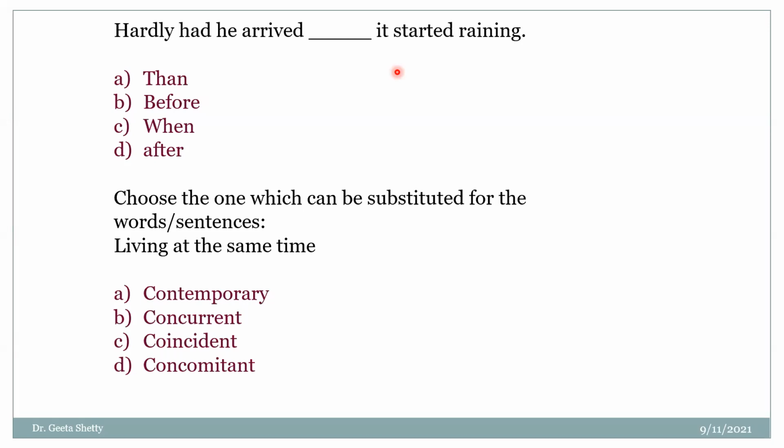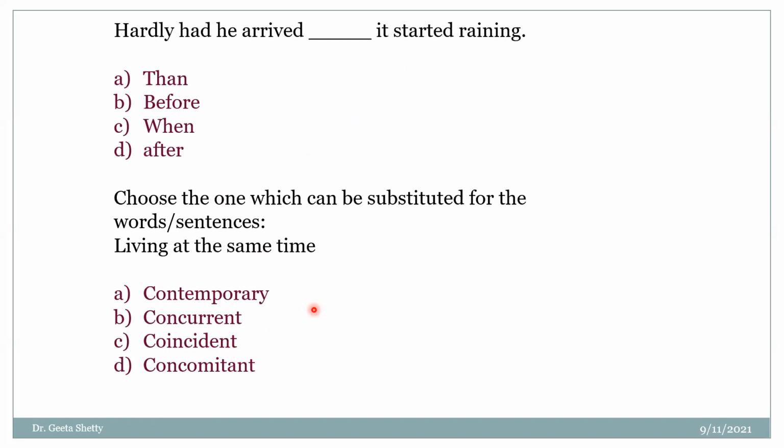In general, you will be shown the matter: how to recognize a phrase and a clause, and what words to look for. Next: choose the one which can be substituted for the words or sentences. Living at the same time. Living at the same time as what is happening now. Contemporary, concurrent, coincident, concomitant. Check the meaning.